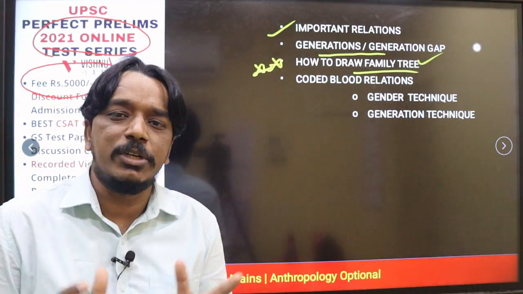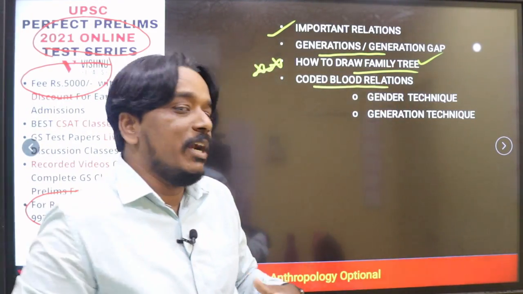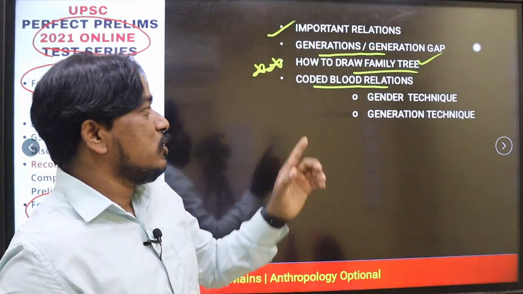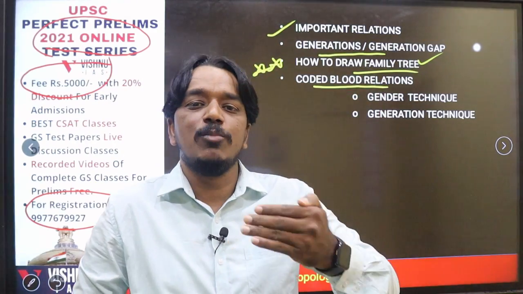Another important thing is that sometimes in UPSC we are getting coded blood relations questions. In blood relations, another type is coded blood relations. In these coded blood relations, you can follow the family tree method also, but it takes more time.